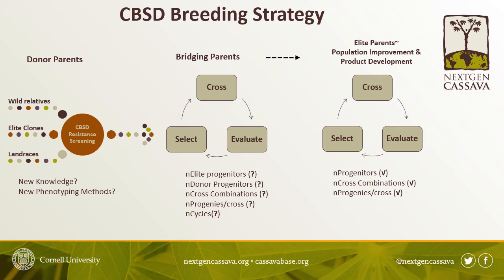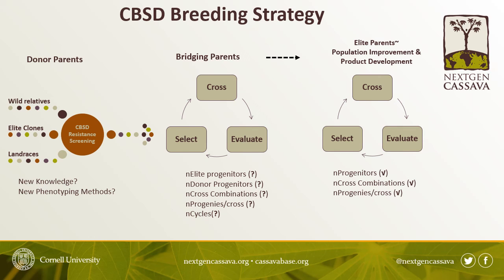Once this is crossed, the resultant progenies are evaluated to check whether the haplotypes of brown streak resistance are available, and of course selection can be done, and you may cross again. It's in the bridging process that we have to answer the following questions. How many elite progenitors can we use for crossing? How many donor parents can be used for crossing? How many cross combinations? How many progenies per cross? And also how many cycles can we use?